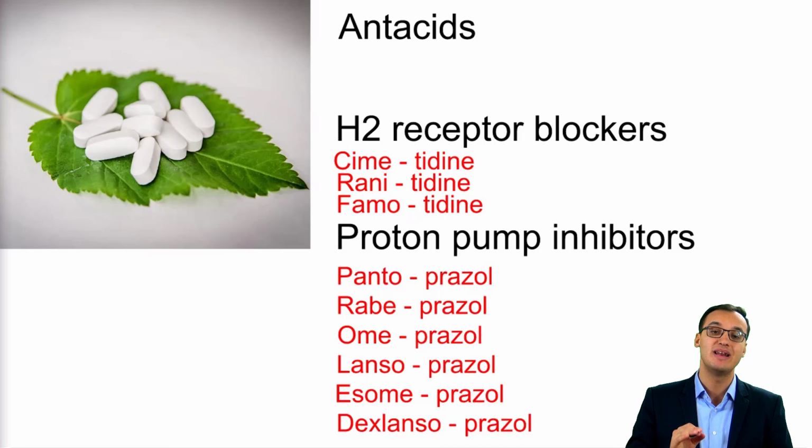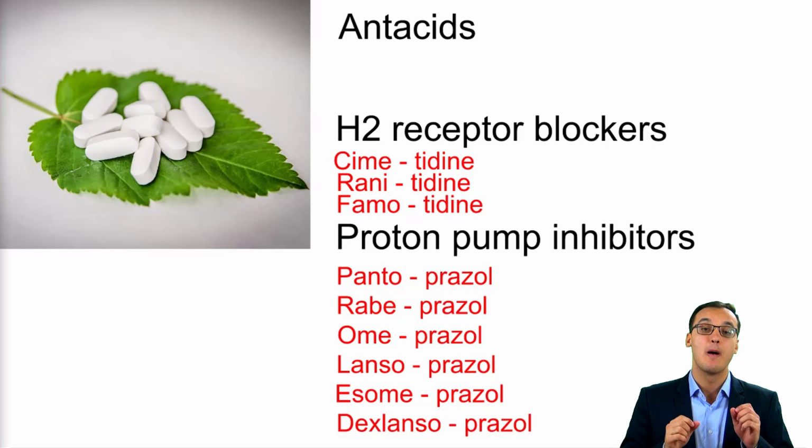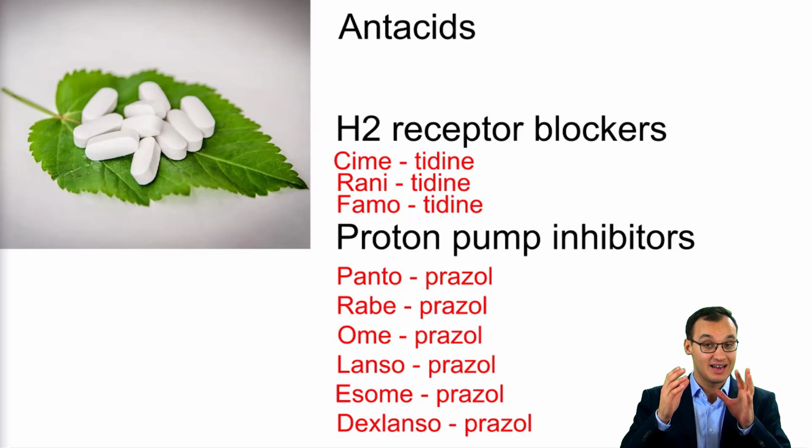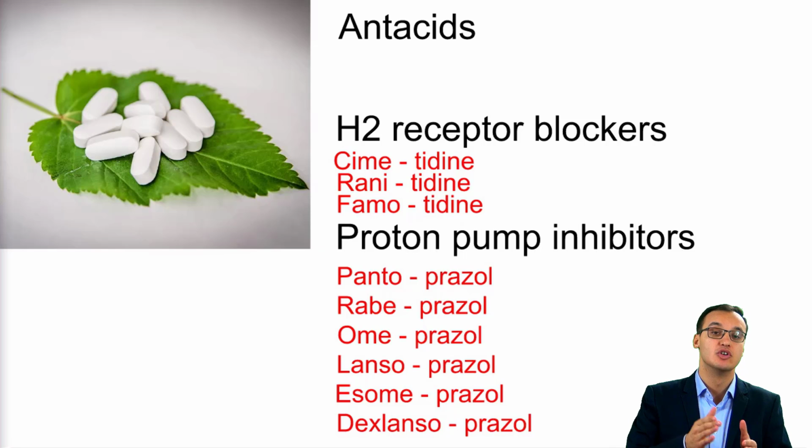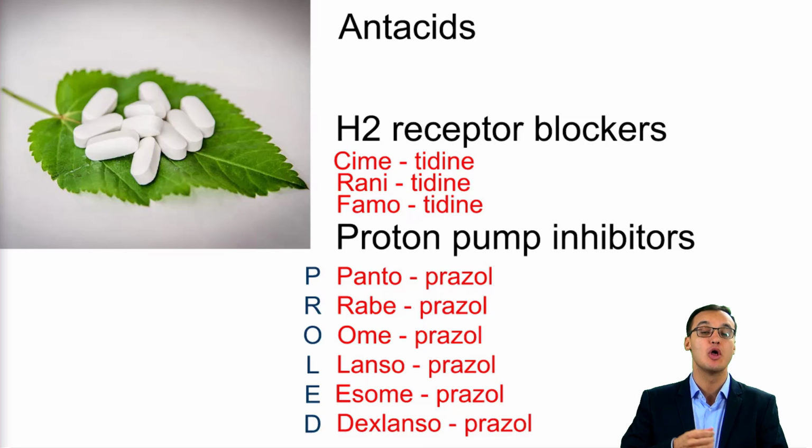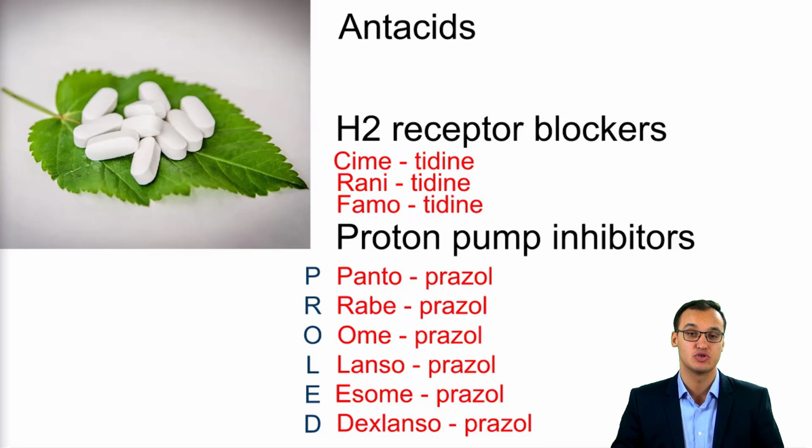And whenever there are many symptoms and esophagitis, then proton pump inhibitors can be used. And the typical proton pump inhibitors are Pantoprazol, Rabeprazol, Omeprazol, Lansoprazol, and Dexlansoprazol. And as you can see here, these are ending with prazol. So Panto, Rabe, Ome, Lanzo, and Dexlansoprazol. So to remember this, we use a mnemonic called PROLED. P, Pantoprazol, R, Rabeprazol, O, Omeprazol, L, Lansoprazol, and D, Dexlansoprazol.